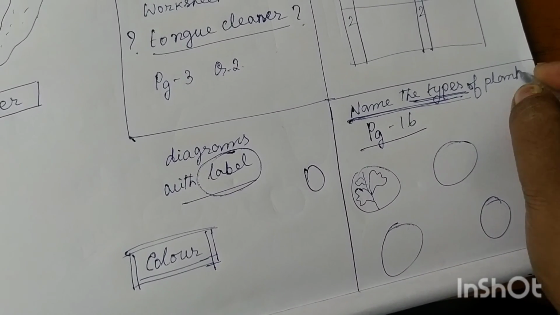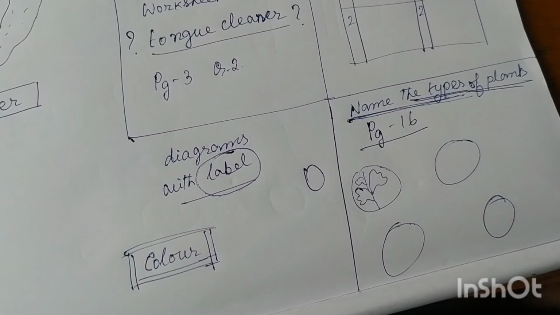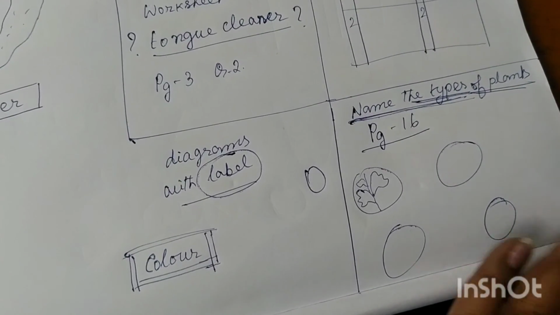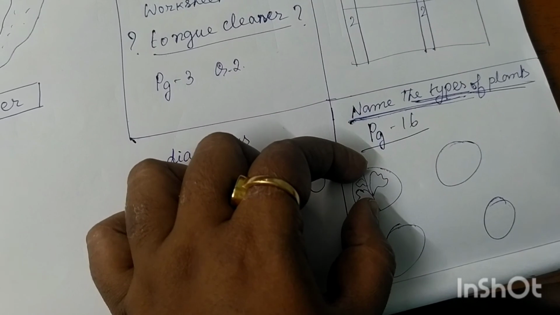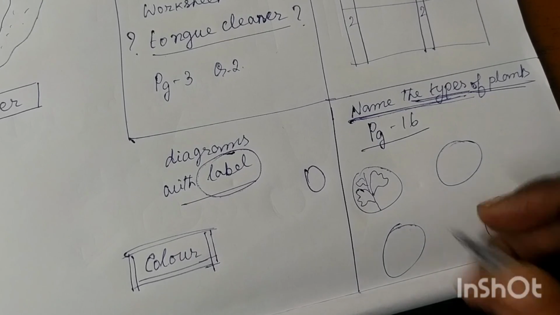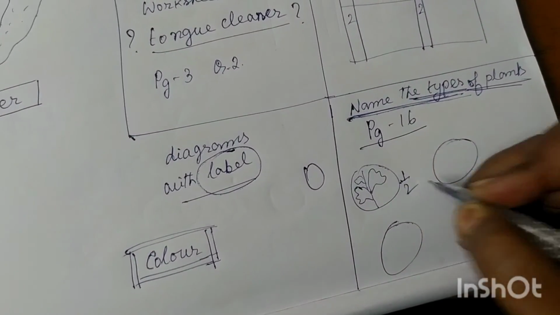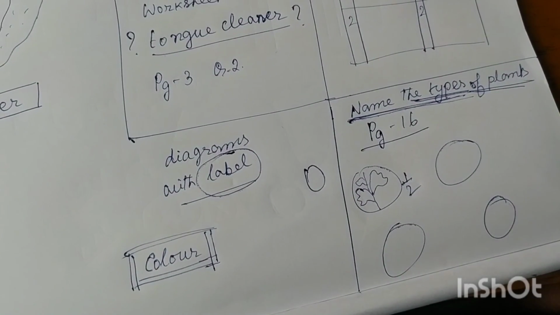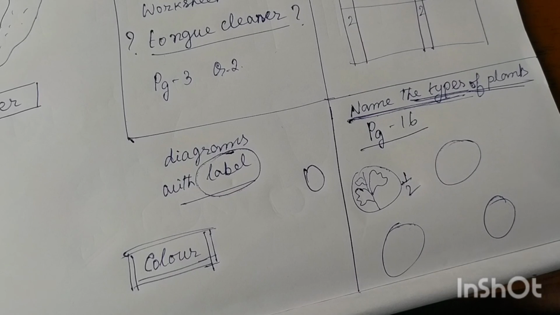So always read the question well, beta, otherwise you will lose the marks here. Suppose this question is for 2 marks, you will get only 1 mark. Suppose the question is for 1 mark, you will get half marks. Do you want it? I don't think so. So please be careful, okay? Please be careful.